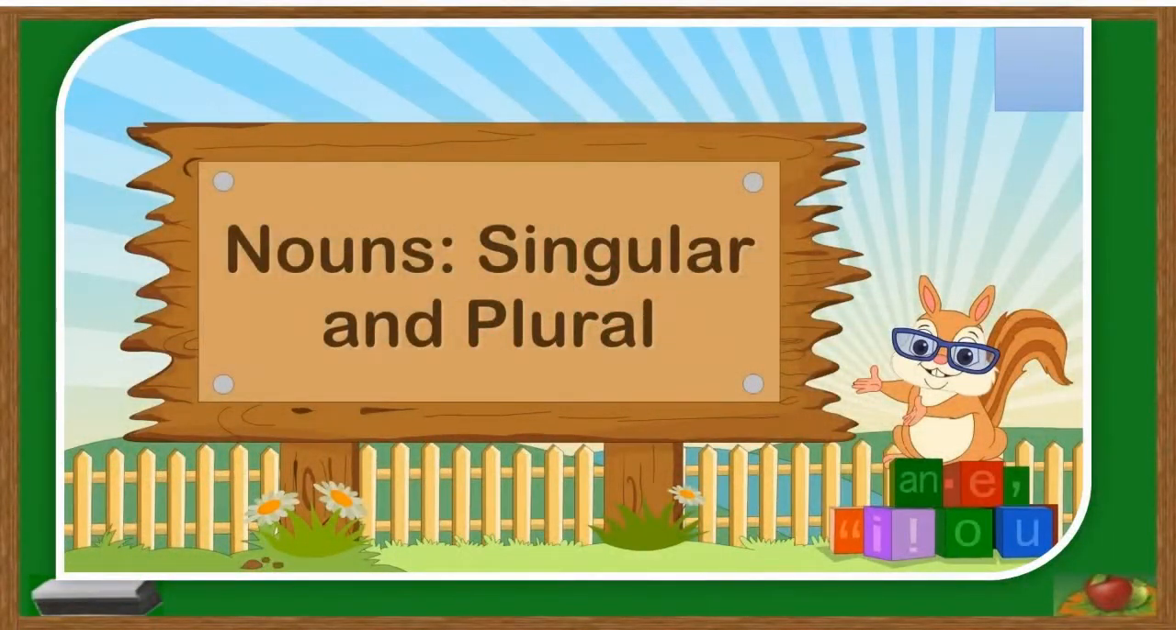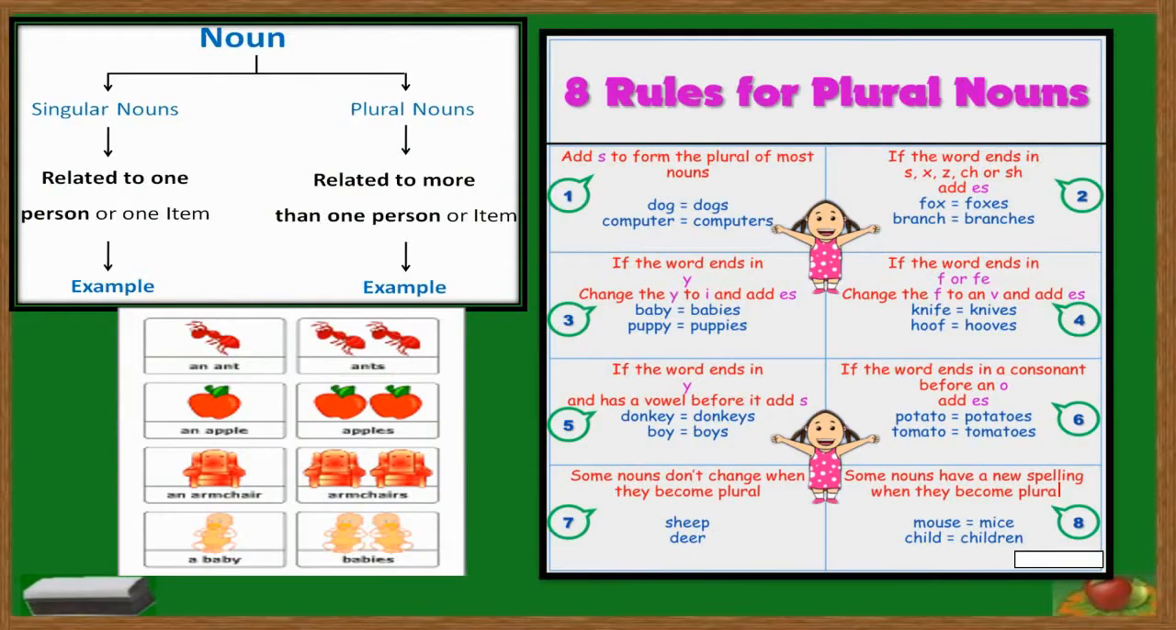Now students, let's do singular and plural nouns and see how they are divided into singular and plural. A noun related to one person or item is known as a singular noun. Related to more than one person or item is known as a plural noun. Below that, the images are there related to singular noun and plural noun. For example, an ant, ants, an apple, apples, an armchair, armchairs, a baby, babies.